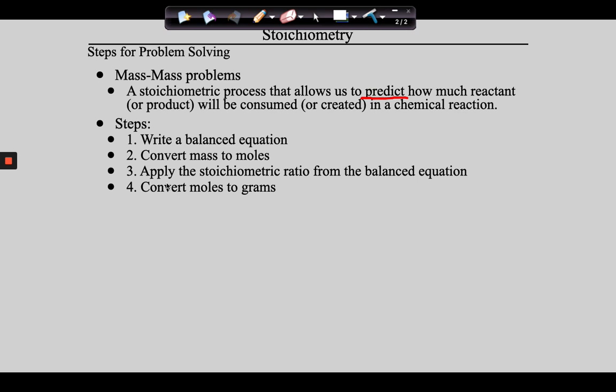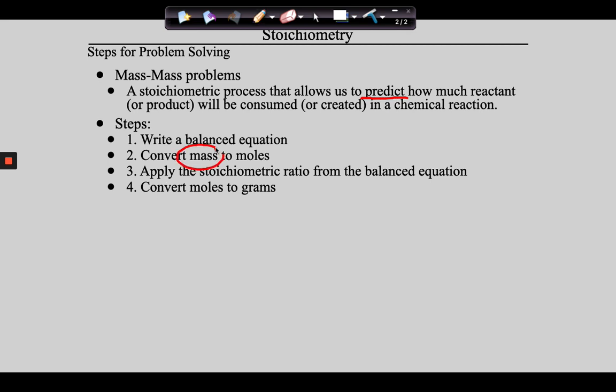Okay, so let me ask you a question. Guys, all of this, as the top of the page says, are mass-mass problems. Where's the name come from? Look at the steps. Guys, step 2, where do you start? Mass. Step 4, what are you solving for? Mass. Guys, that's why we call these mass-mass problems.